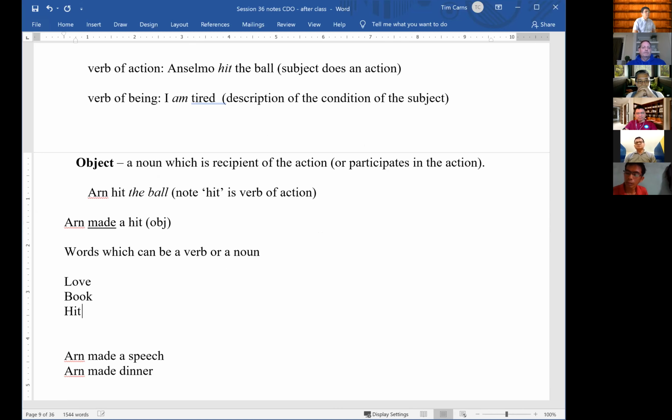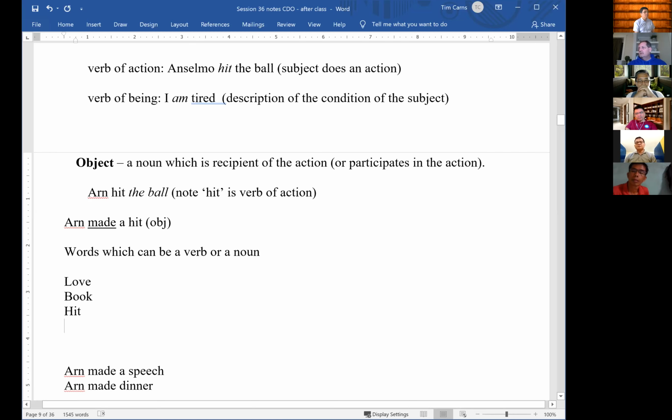What's the one we just did, hit. Arn hit the ball, verb. Arn made a hit, noun. Let's see. Reason. He reasoned out the problem, verb. What is your reason for going? Noun. All right, there's a lot of English words like that. Is that the case in Cebuano? Where you have the same word that could be acting like an action or a verb or a noun? Does that happen in Cebuano?